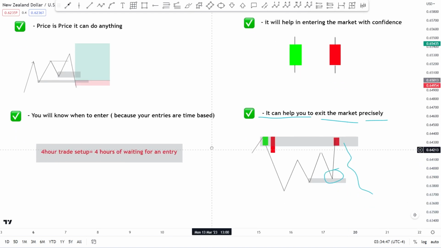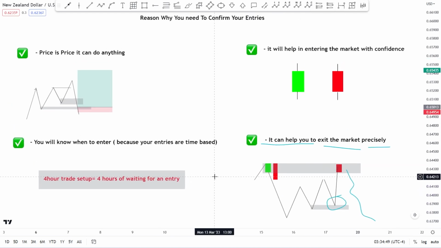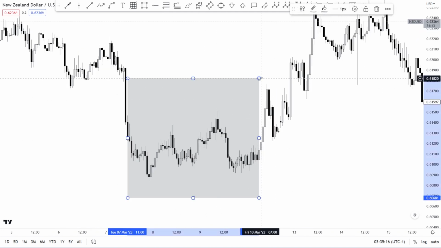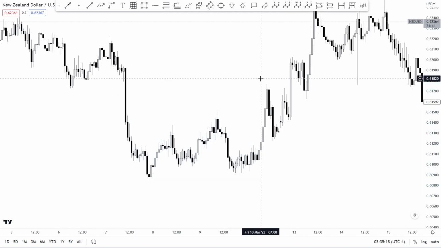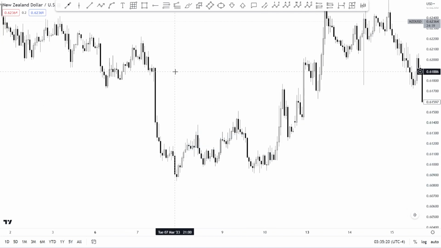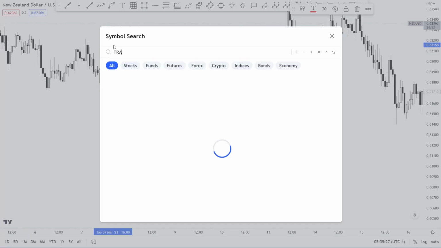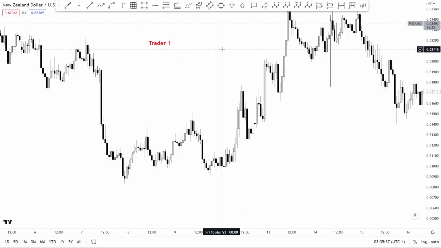So let's move on to a real chart so that we can do at least one example. Okay, let's look at this area here, this shaded area. Okay, let me remove this so that we can identify this. The first thing, let's say this is trader 1. This is trader 1 here.